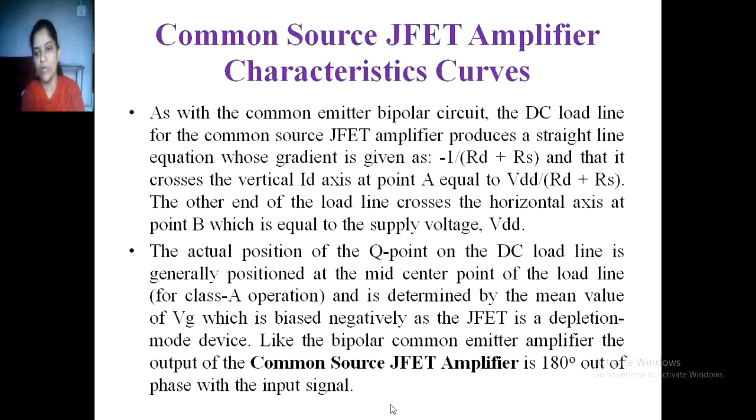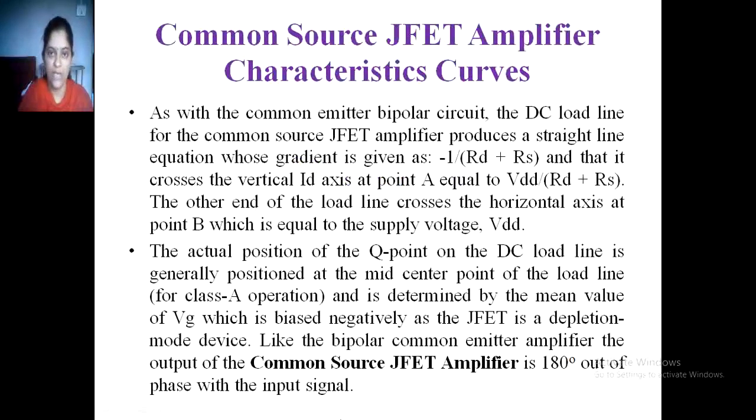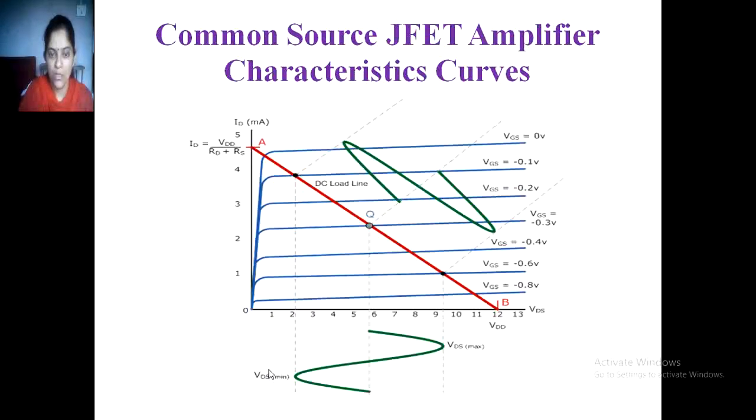Like the bipolar common emitter amplifier, the output of the common source JFET amplifier is 180 degrees out of phase with the input signal. So most important, the common source JFET amplifier is 180 degrees out of phase with the input signal. Here we have seen the common source JFET amplifier with its characteristics curve. This is the DC load line for the common source JFET.